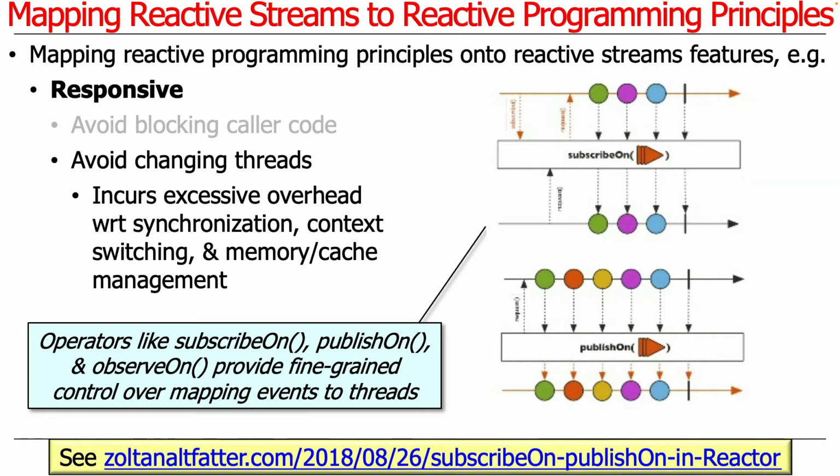And again, the way this works is we use these operators like subscribe on, publish on, and observe on to get very fine-grained control over where these events are mapped and processed in given threads. And you get a lot of flexibility here again. And, we'll see in a second, you can control other things too that give you a lot of flexibility and power.